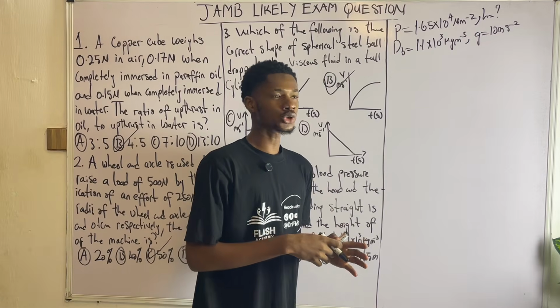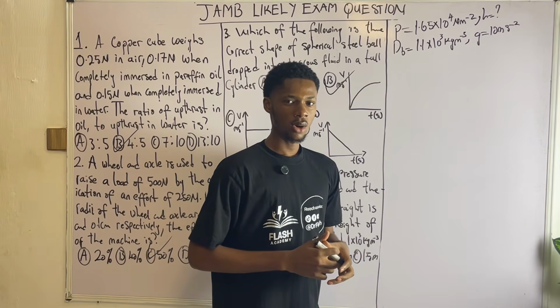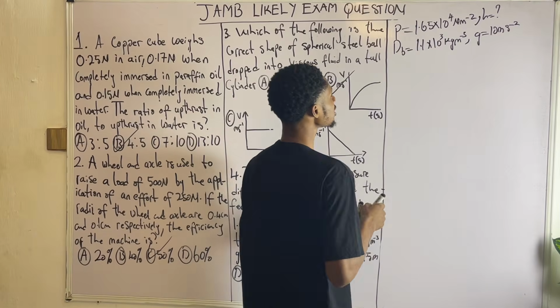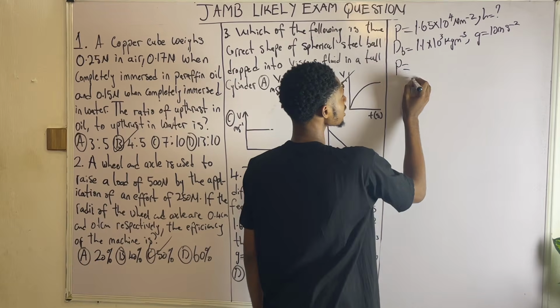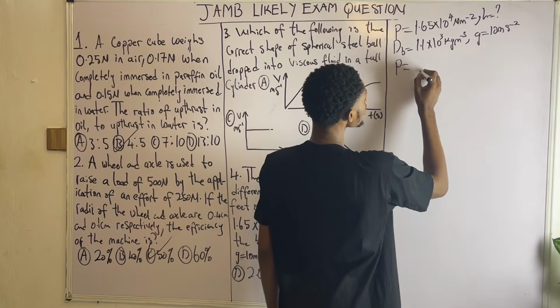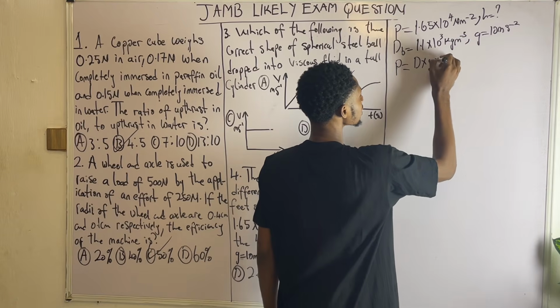Now, how do you solve for the height? The next thing your mind should go to is which formula connects all of these four parameters together. Now, there's a formula that gives us the relationship between pressure and density: pressure is equal to density times gravity times height.